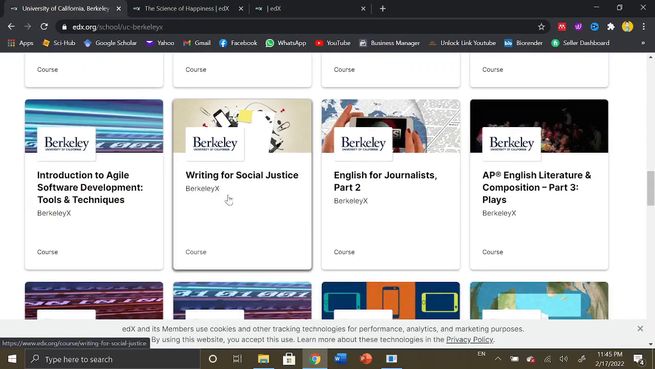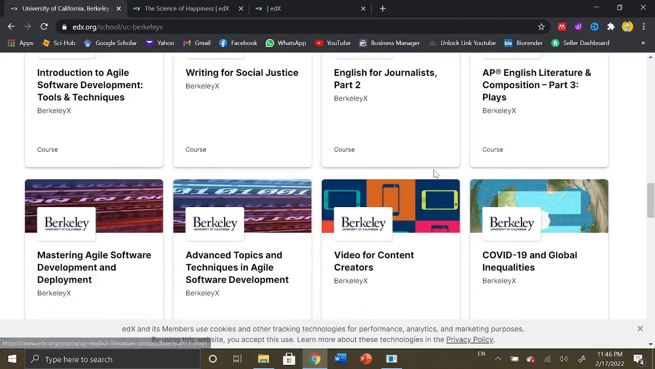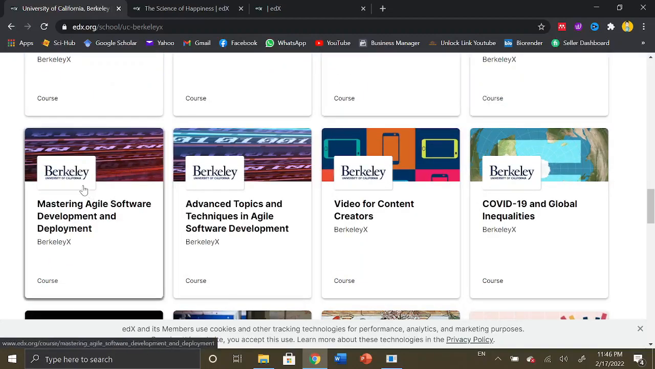If you are related to legal subjects like law, you can do that. Sociology students can also do that. English for journalists is very important for the students of mass communication. English literature again, so English students can always have the courses here. Mastering agile software again, advanced topics and techniques in agile software development.